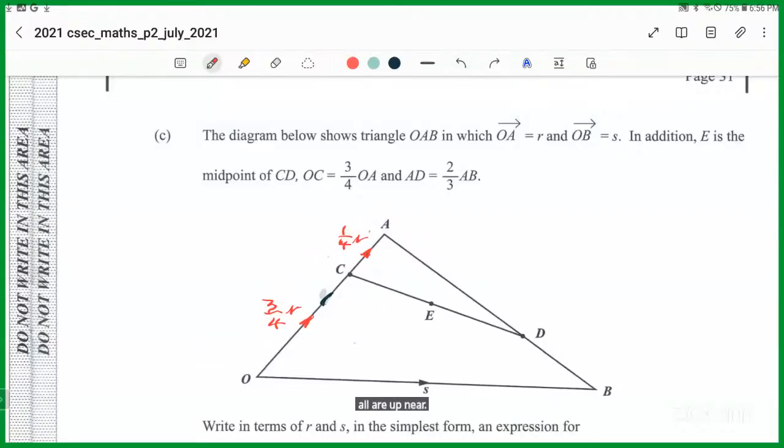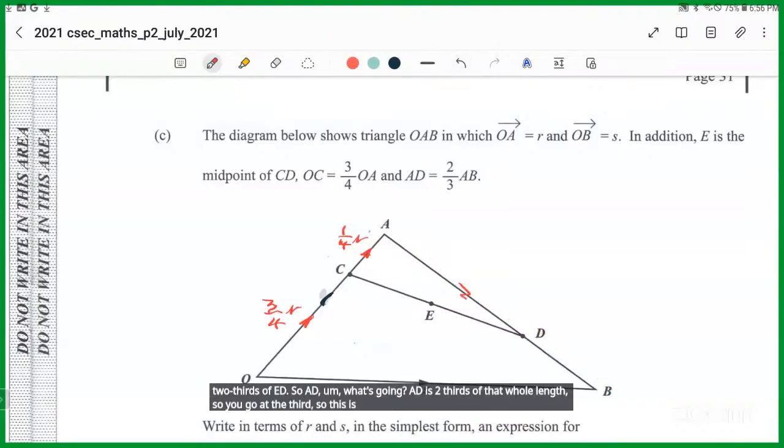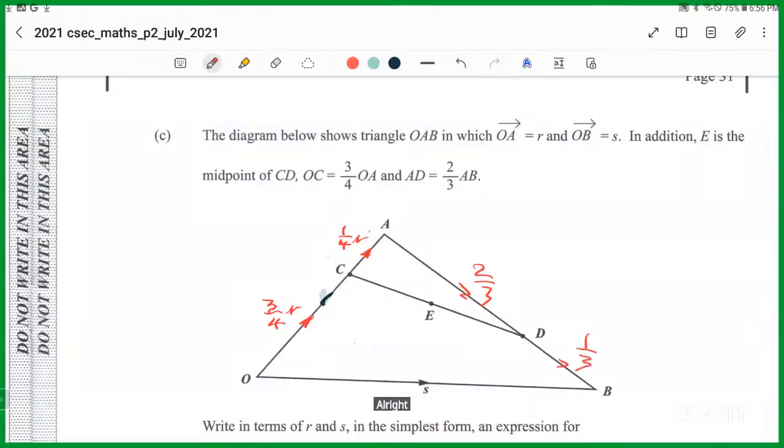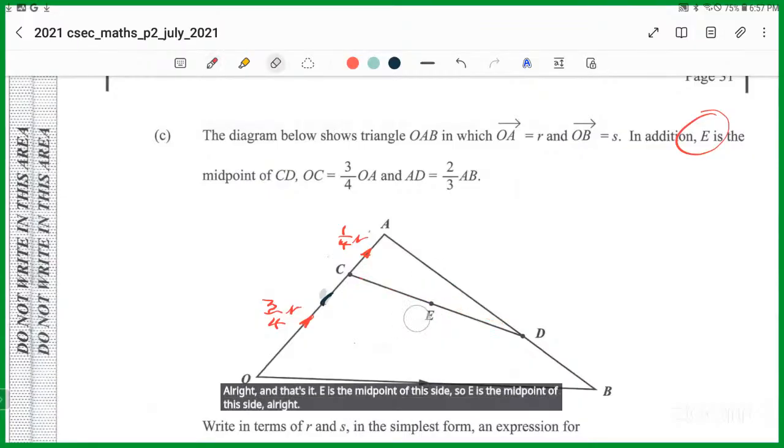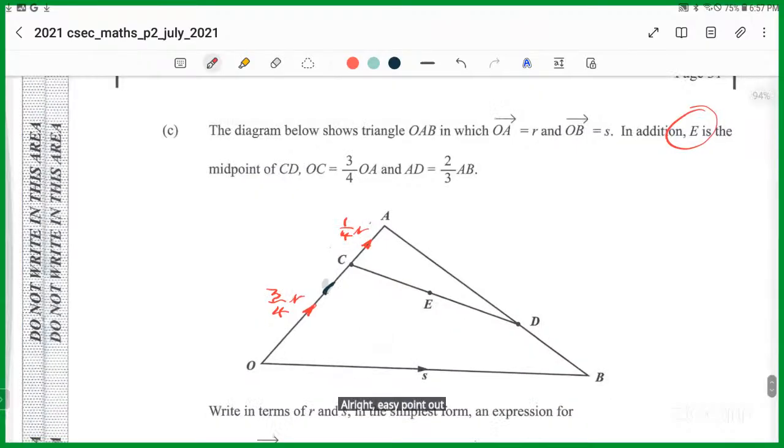Alright. Then they said AD is 2/3 of AB. So AB, let's go again. AD is 2/3 of that whole length. So if what's a third? So this is 2/3. And from here to here is 1/3. Alright, they like to work in thirds. Quarter sometimes, or half, midpoint. Alright, and E is the midpoint of this side. So E is the midpoint of that side. That's what I want us to know.